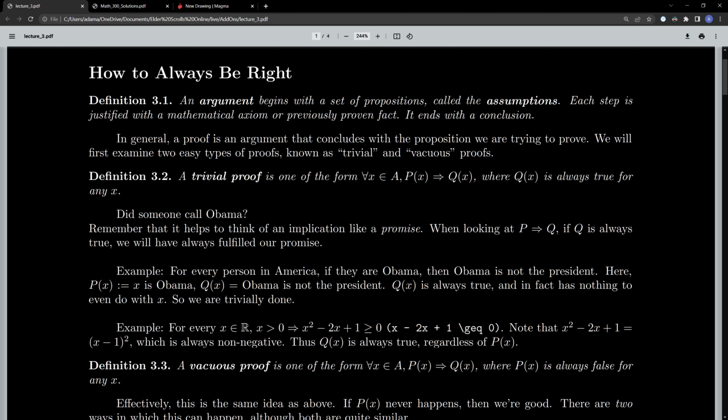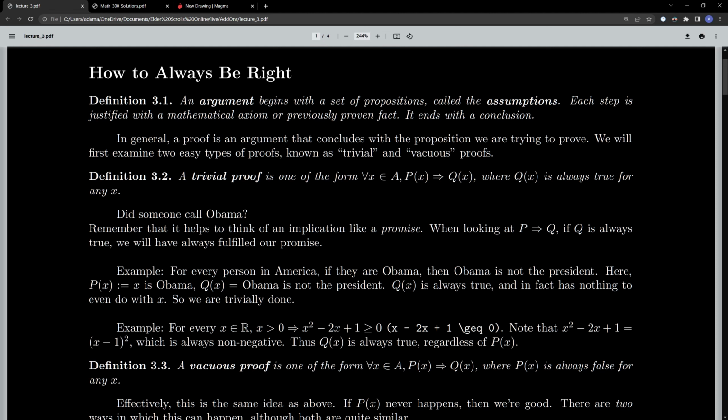So we have something known as a trivial proof, and it involves our nice friend, the logical implication. A trivial proof is where we have universal instantiation. We say for all x in A, P of x implies Q, and we're trying to prove this. It turns out that Q of x is always true. This harkens back to when I talked about how an implication is a promise. You can challenge me by providing P, or I can just always have Q ready at hand.